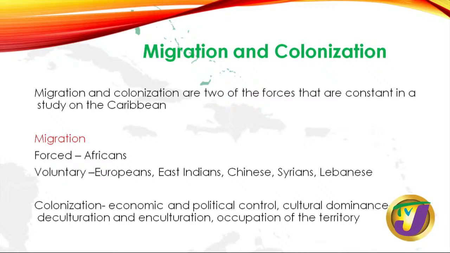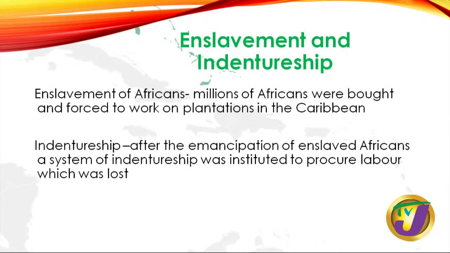And then after enslavement, after 1838, the East Indians and the Chinese and so on, who came voluntarily to work in these parts of the Caribbean. So then we have colonization coming in, and this is a very important factor in terms of shaping Caribbean society and culture. All right. Now, enslavement and indentureship, two other terms that are very important when we are talking about how Caribbean culture is characterized.